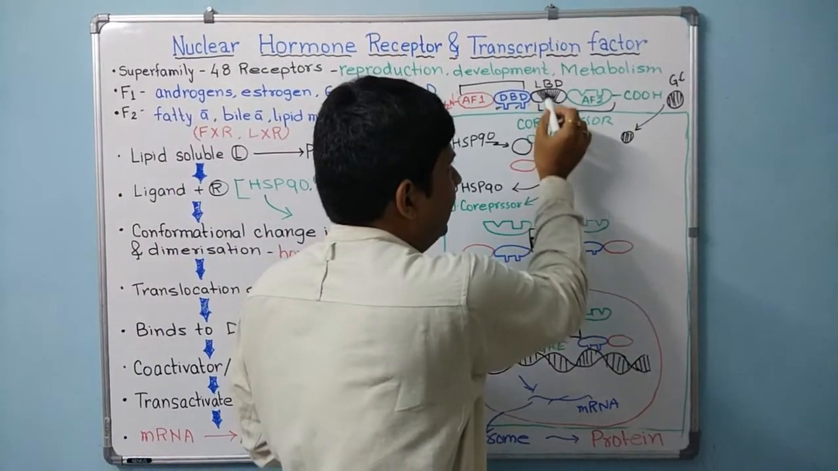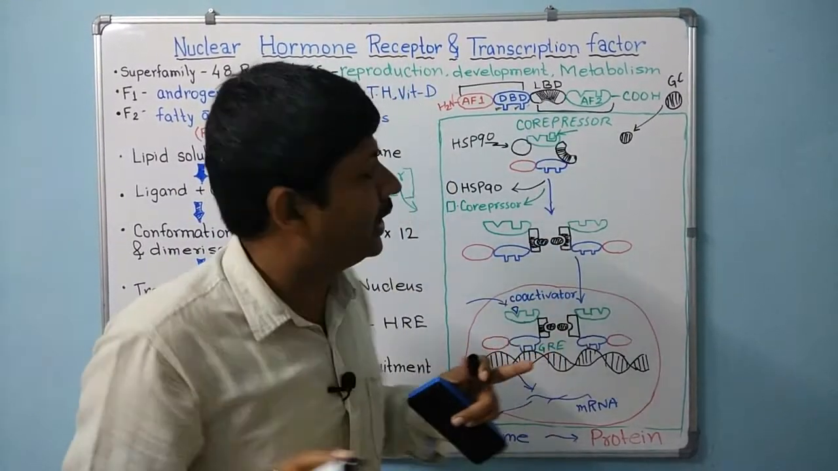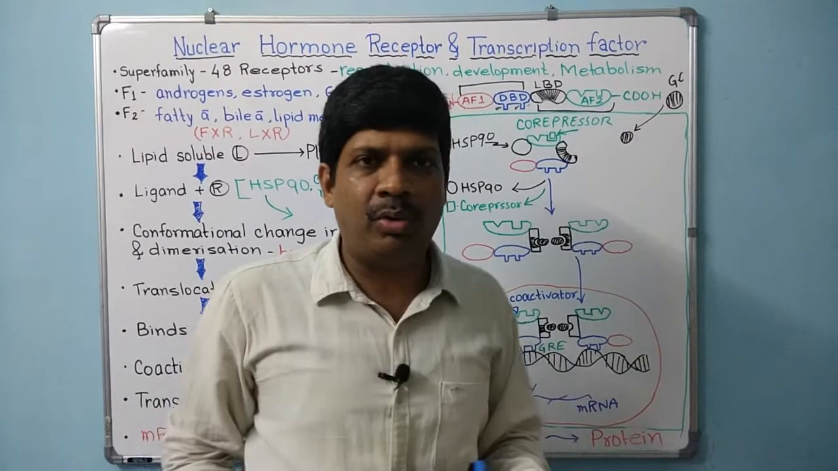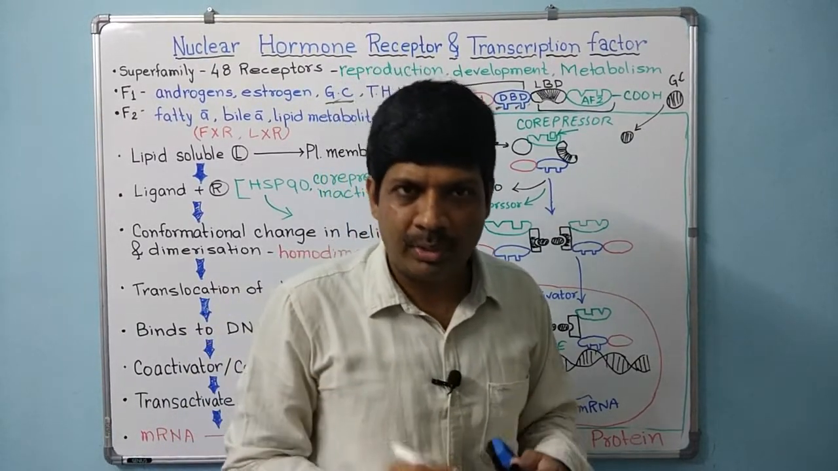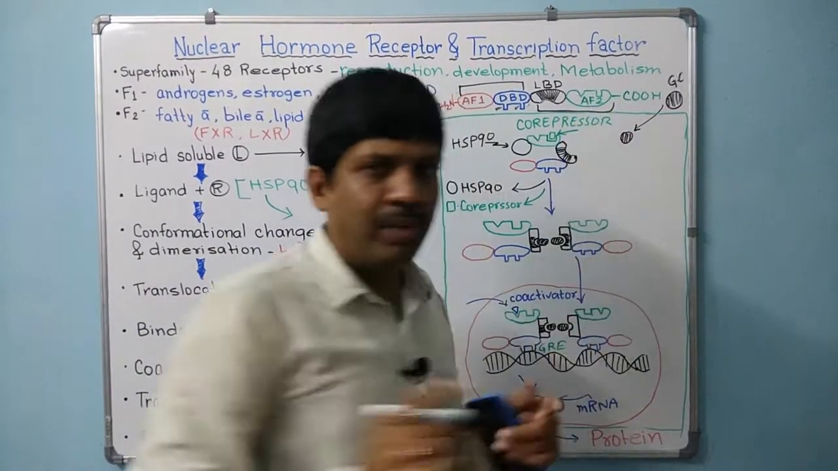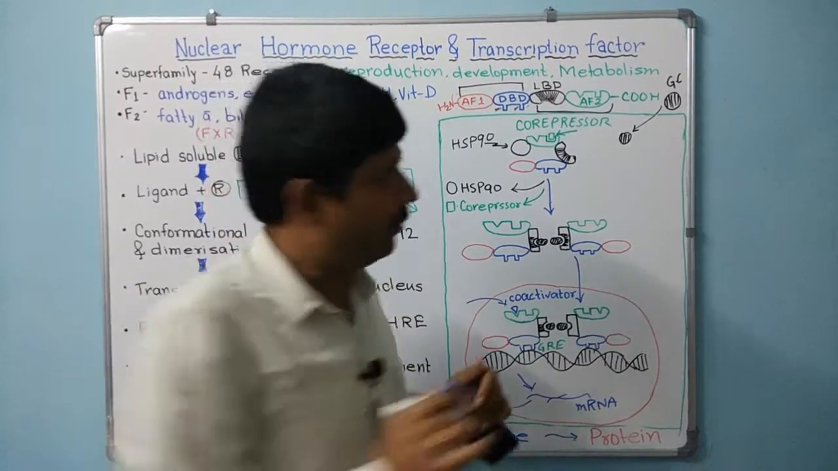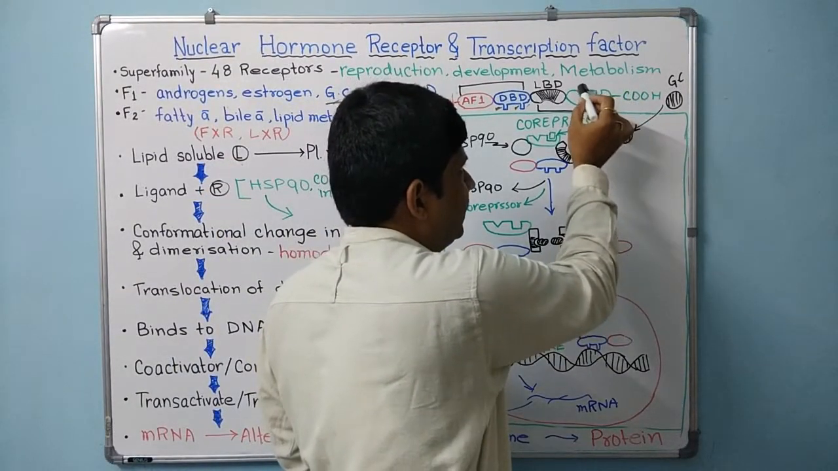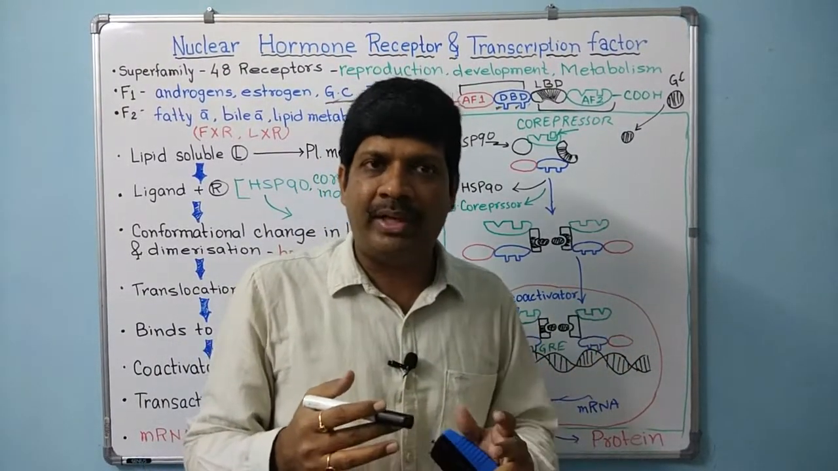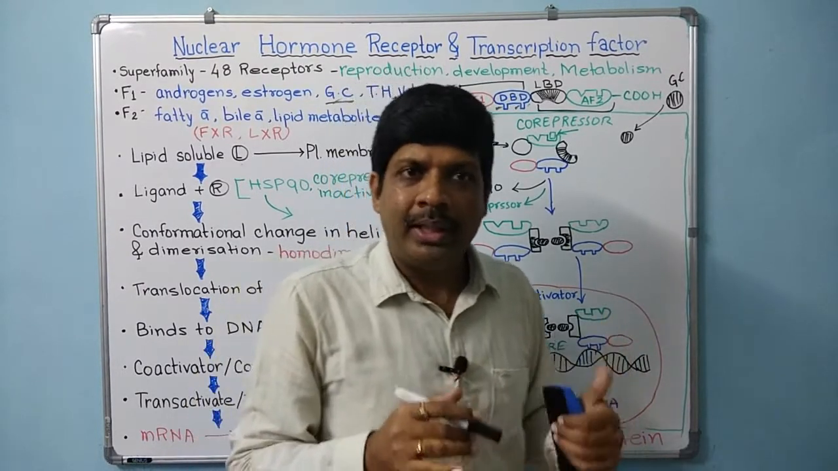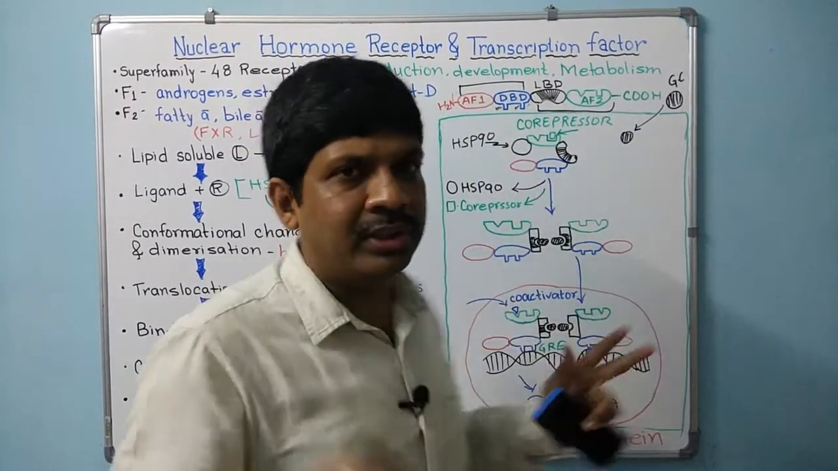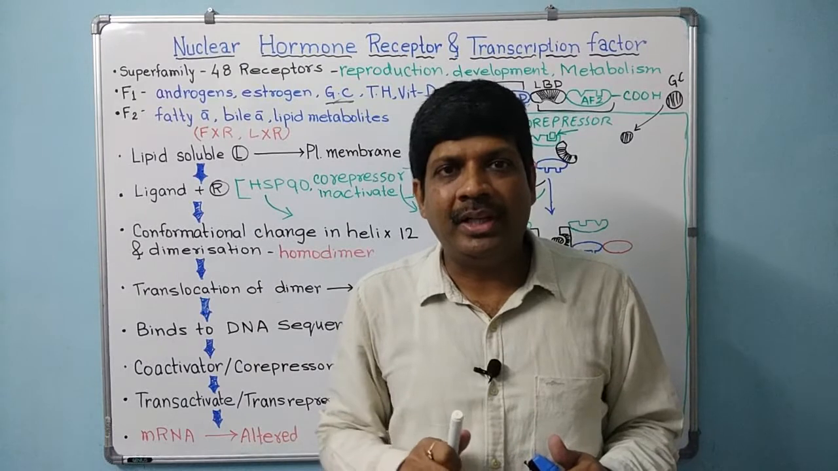12 helices. One line shows 1 helix, so 12 helices are there. And then after that there is the AF2 region or domain, which is the activation function 2 domain. In that there are two sites, one for co-repressor and one for co-activator. So this is for co-repressor and this is for co-activator. Now for the activation of this receptor, the presence of co-activator is necessary, and for suppression the presence of co-repressor is necessary. So this is the whole structure of the nuclear receptor.